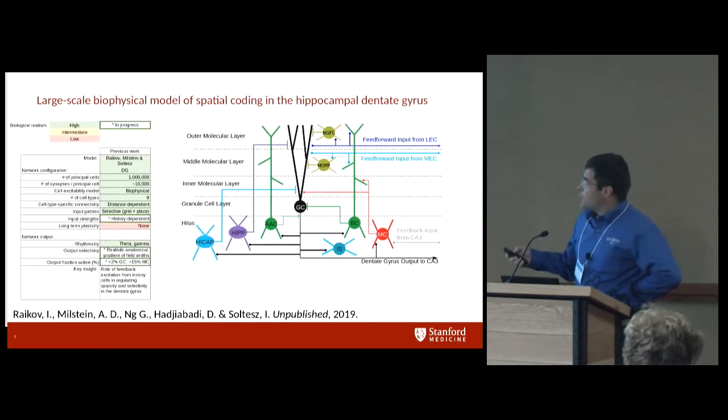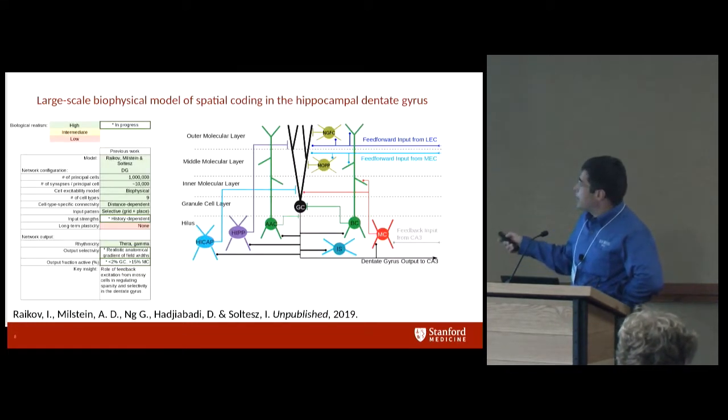So our focus for the past 2 years has been on the largest region of the hippocampus, called the dentate gyrus. This is again the microcircuit structure. The granule cells are the most numerous.